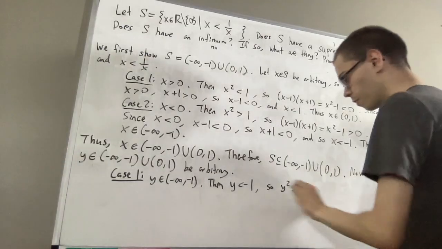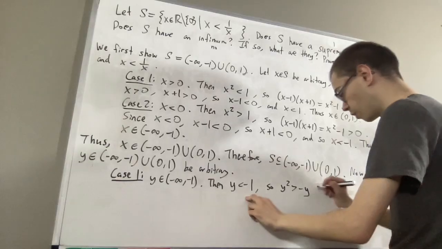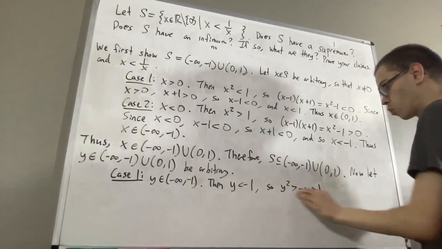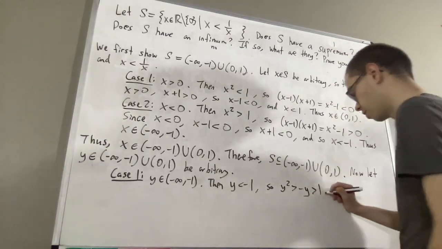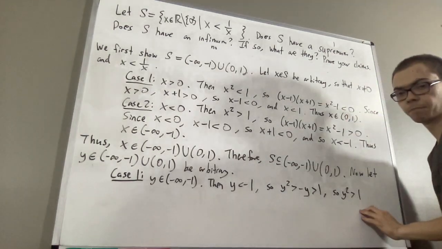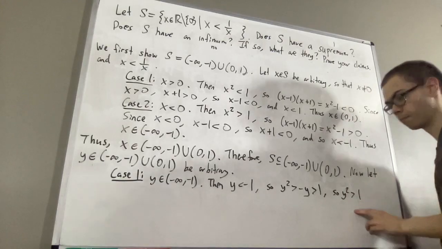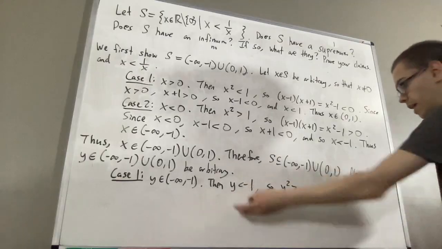So then, what about -y? Well, if we negate both sides of this inequality, we get -y is greater than 1. So this shows y squared is greater than 1. So now we divide y on both sides of this inequality. That gives us y is less than 1 over y, right? It flips the sign of the inequality since y is negative.